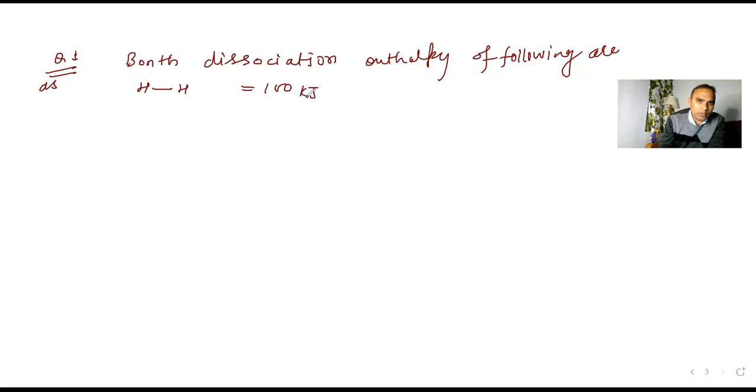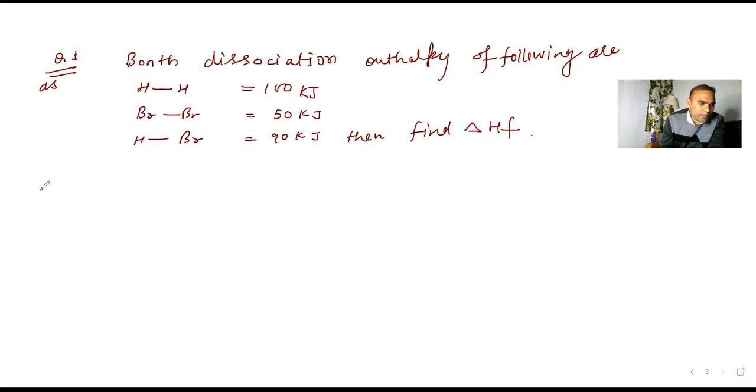And the Br-Br bond, they are talking about that is 50 kilojoule. And the last one, HBr, they are saying that is 90 kilojoule. Then find delta HF, enthalpy of formation. Options they have given: plus 60 kilojoule per mole they wrote.